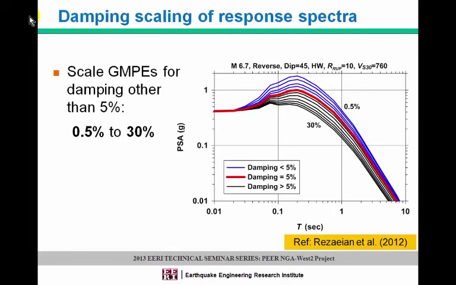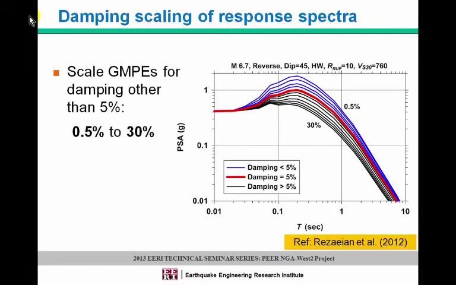How do we scale it? As we speak, the entire community is still under the influence of the great work of Professor Newmark after decades, with some modifications, obviously, but we thought we could do a better job. We have a huge database, we can do a better job. So Dr. Sanaz Rezaeian, who was a postdoc with us, with her group, and now she's with the USGS working with Mark Petersen, developed a damping model.